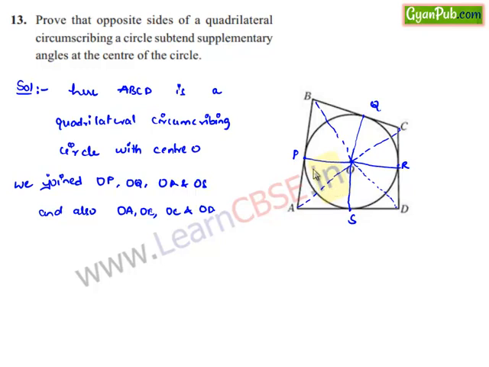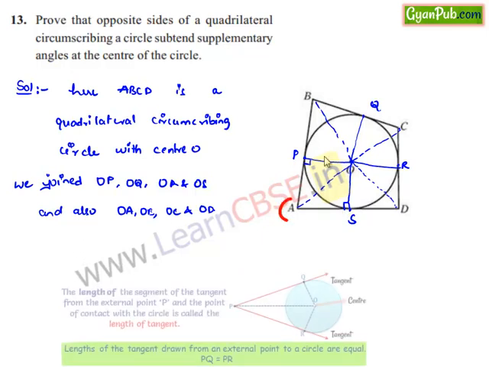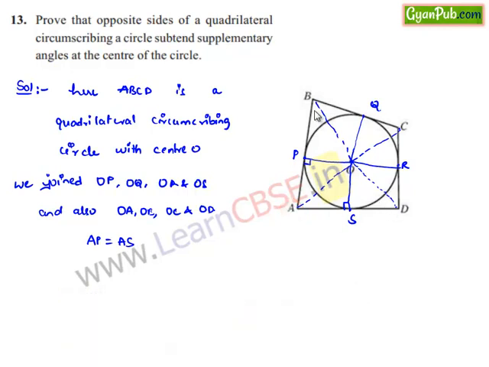Now here from the point A, AP and AS will be tangents to the circle with center O, and here AP will be perpendicular to OP and AS will be perpendicular to OS. But we know that the lengths of tangents drawn from a common point outside the circle to the circle will be equal. Therefore here AP will be equal to AS as they are the tangents from common point A. Similarly, if we consider the common point as B and BP and BQ as tangents to the circle with center O, their lengths will be equal. That is BP is equal to BQ.